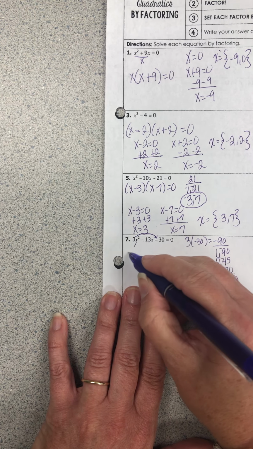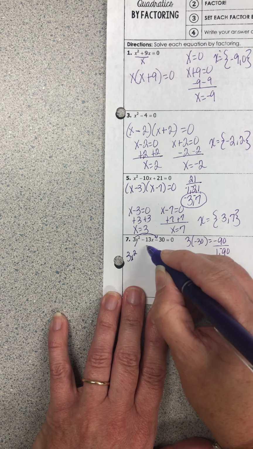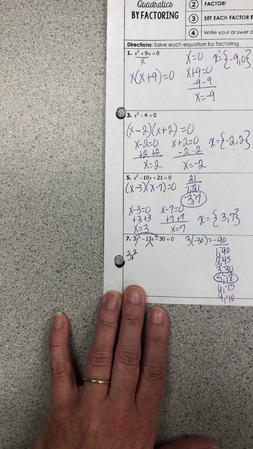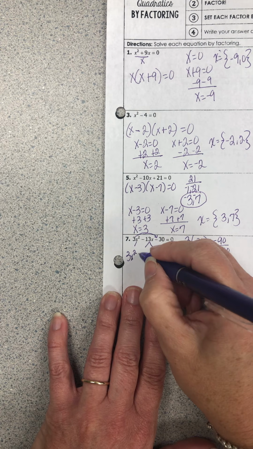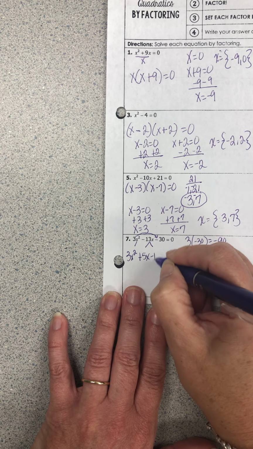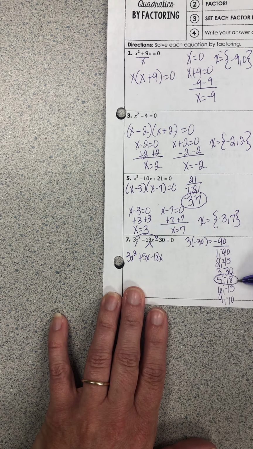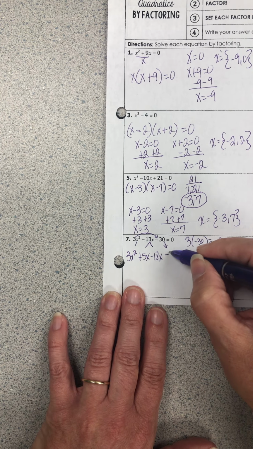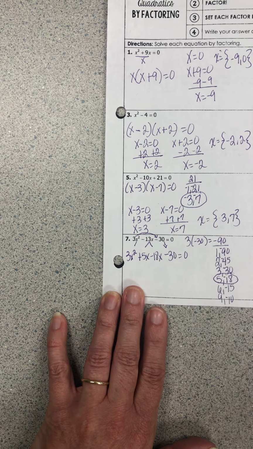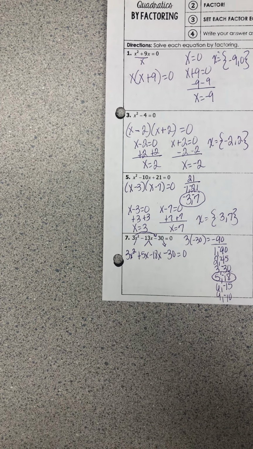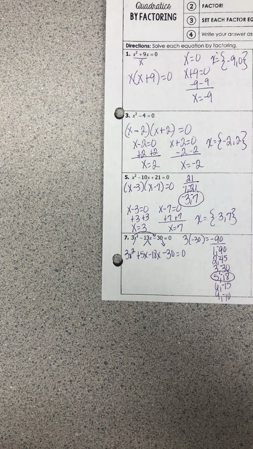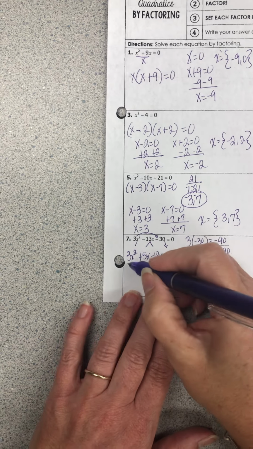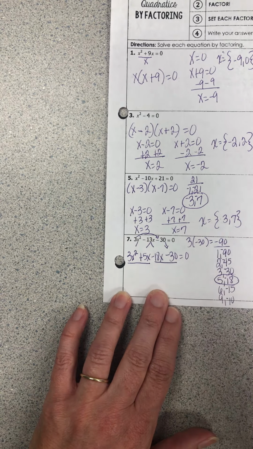So let's bring down 3x squared. We're going to replace our middle term, which is negative 13x, with positive 5x and negative 18x. Those are my two factors that I just found. And then I'm going to bring down the minus 30. So looking at this problem, we can now see that we have four terms. So we're going to factor by grouping. So we'll make a group 1 and a group 2.